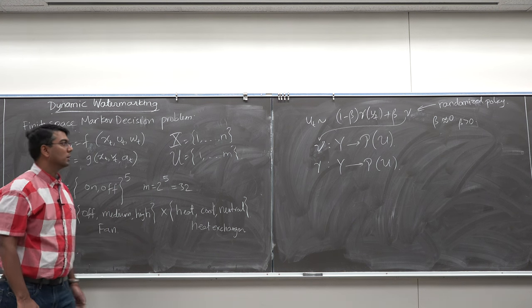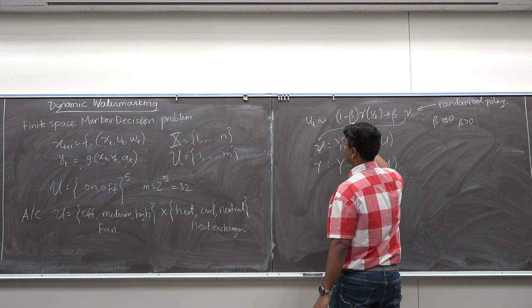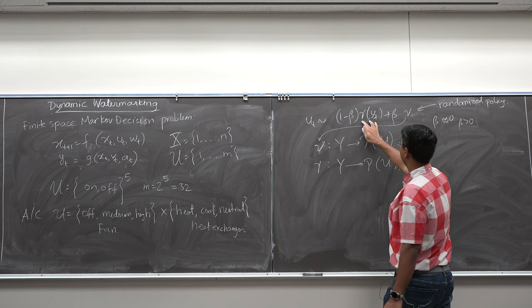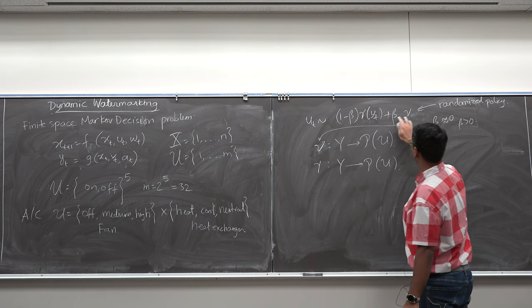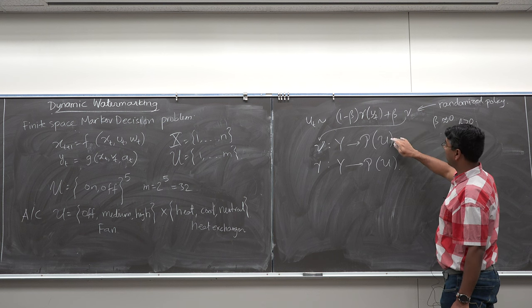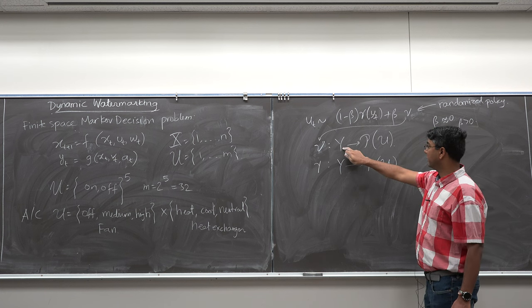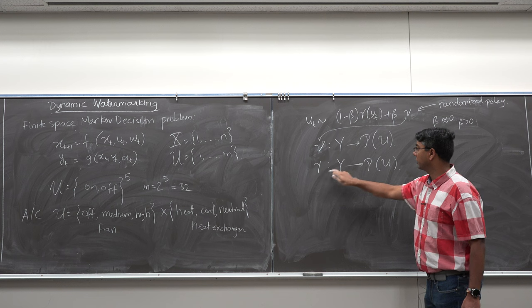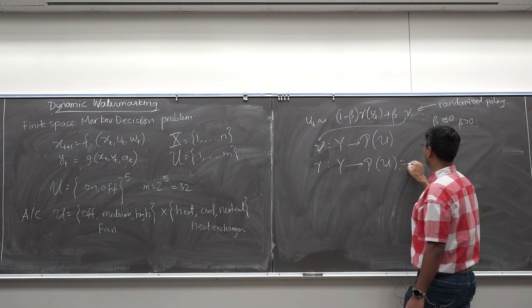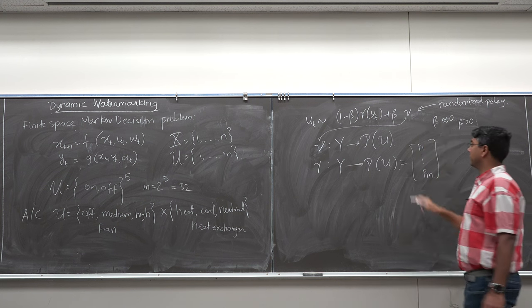So this is what you will do in the case of the finite space Markov decision problem, where X is a finite set and U is a finite set. Then the way you pick your action is by mixing your original policy with a small watermarked randomized policy. And the randomized policy and the original policy both map the observation to a distribution over the action. And remember, P of U is just a vector, P1 to PM.